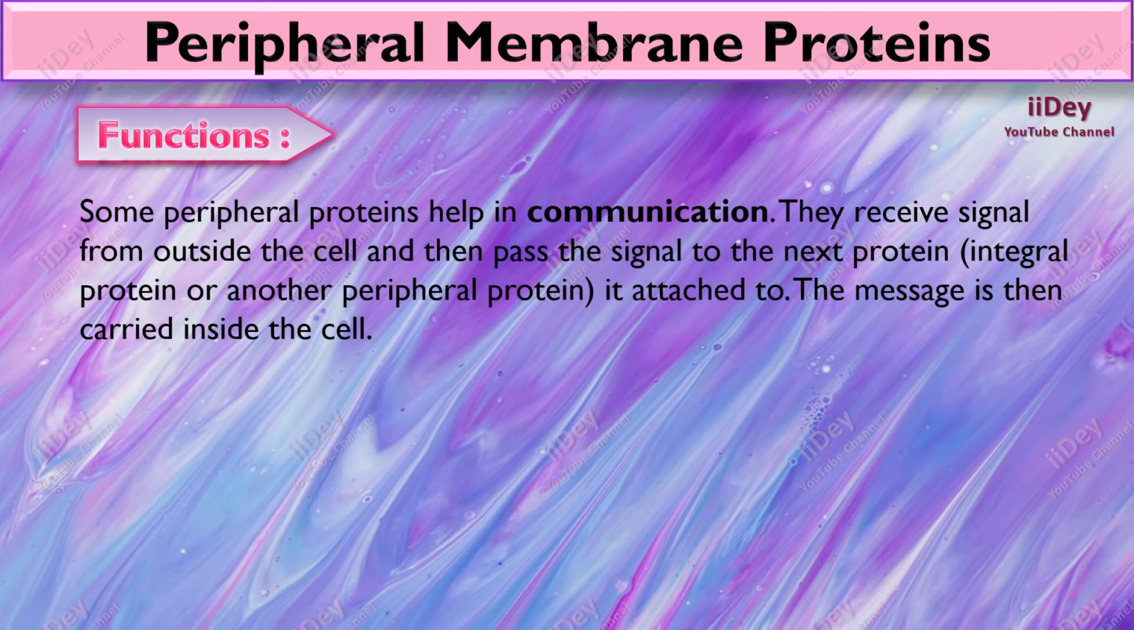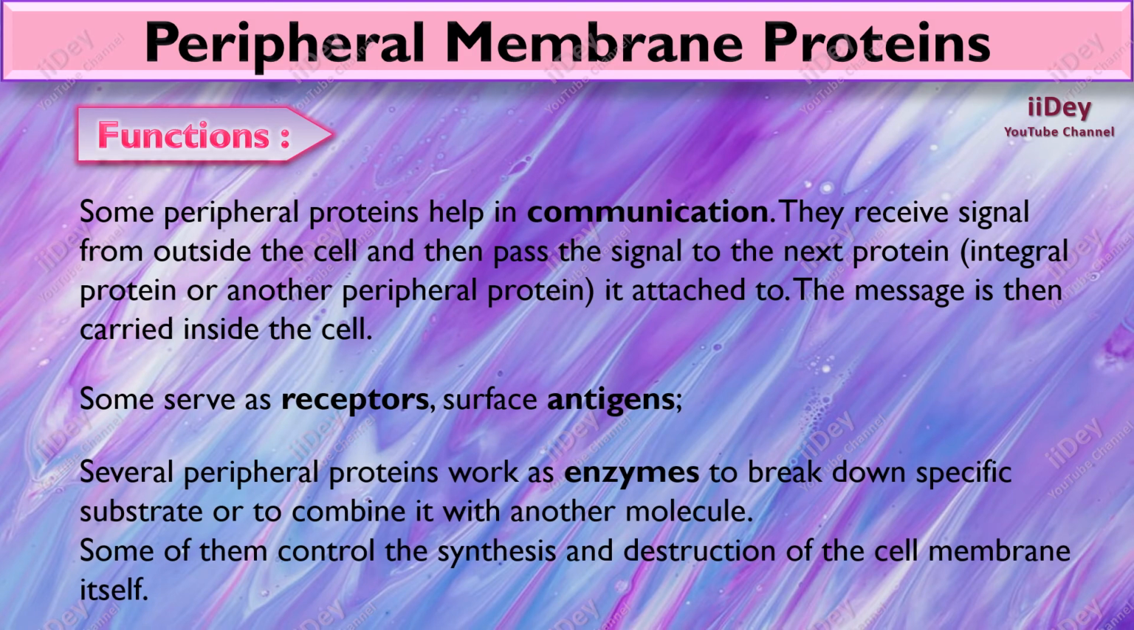Some peripheral proteins help in communication. They receive signals from outside the cell, and then pass the signal to the next protein, an integral protein, or another peripheral protein it is attached to. The message is then carried inside the cell. Some serve as receptors or surface antigens. Several peripheral proteins work as enzymes to break down specific substrates, or to combine them with another molecule. Some of them control the synthesis and destruction of the cell membrane itself.